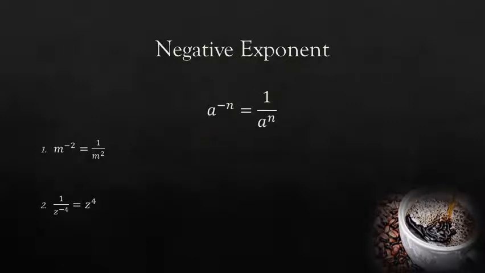Now when we are dealing with negative exponents, by convention, it is agreed upon that we do not use negative exponents. What we want to use are positive exponents. So if we have a to the negative n, that is equal to 1 over a to the n. And similarly, if we have 1 over a to the negative n, then this is equal to a to the power n. So let's say we have m to the power negative 2. This has to become 1 over m squared. And if you have 1 over z to the power negative 4, then this is equal to z to the power 4.